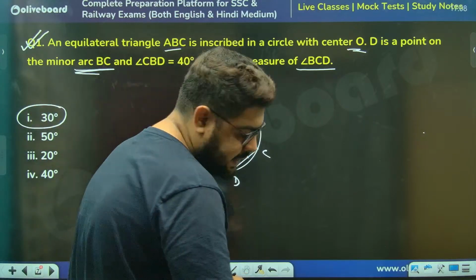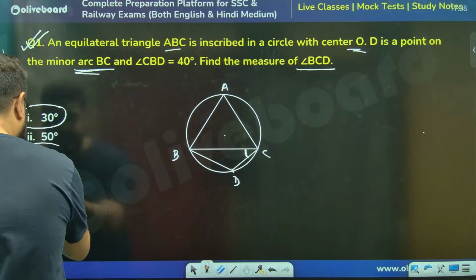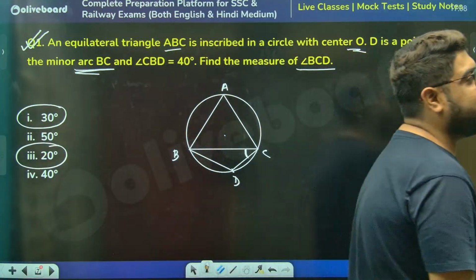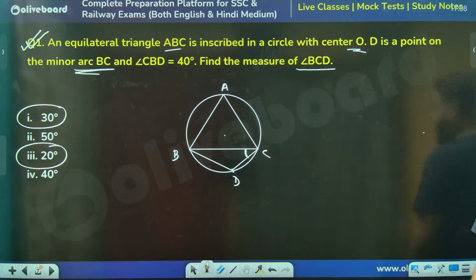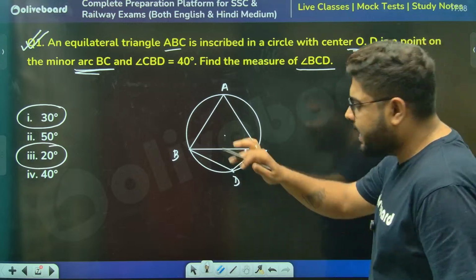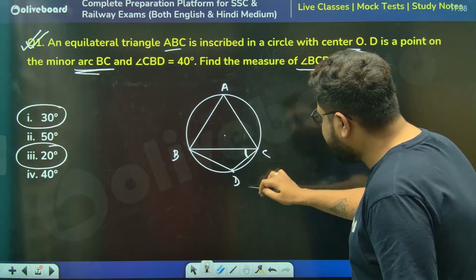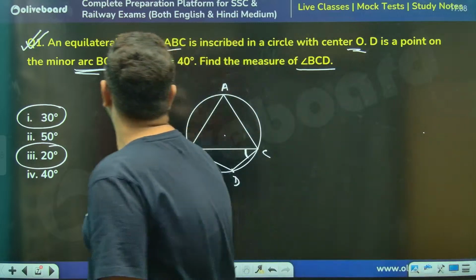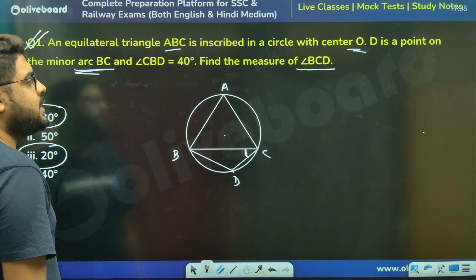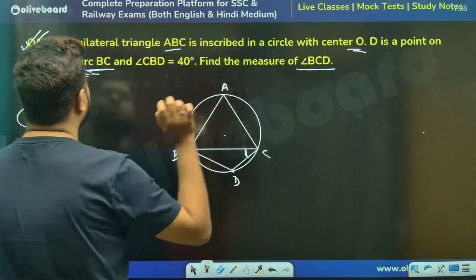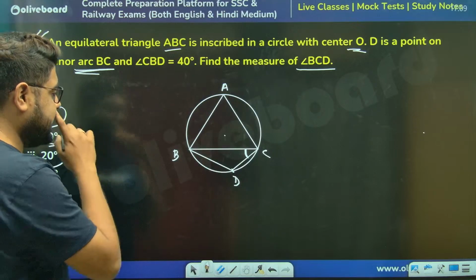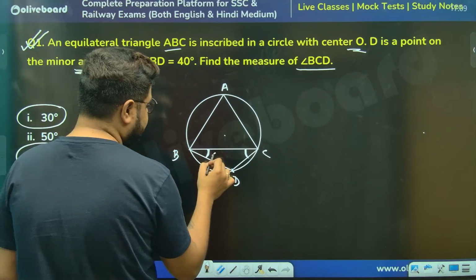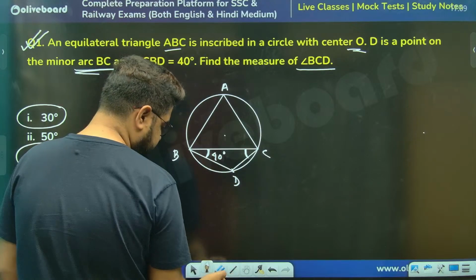Reena is saying 20. Understand one thing, please. At the end of the day, A, B, D, C is a cyclic quadrilateral. Angle CBD is given, this angle is 40 degrees. Let's see.